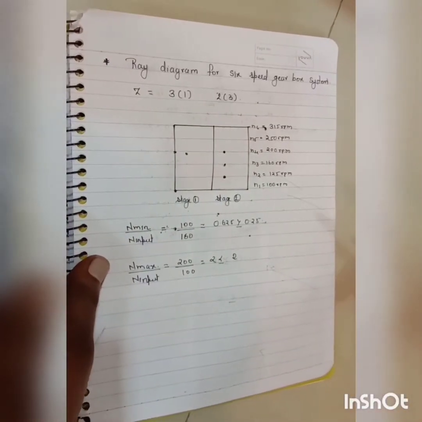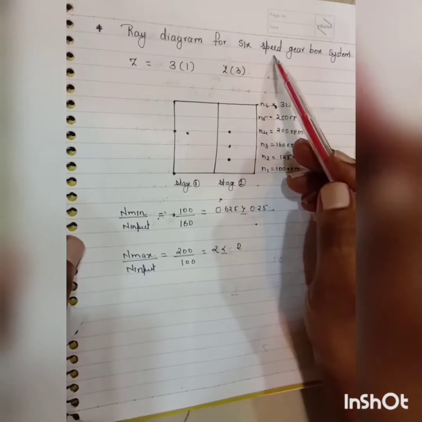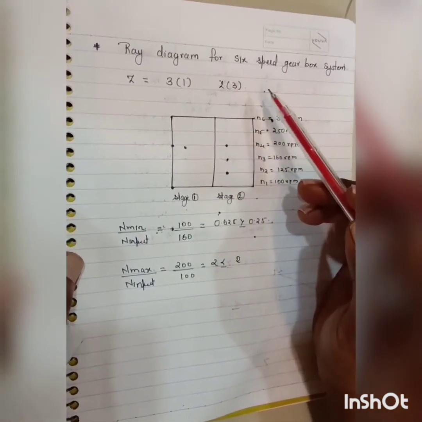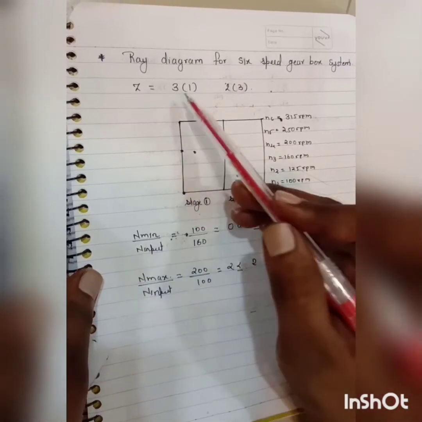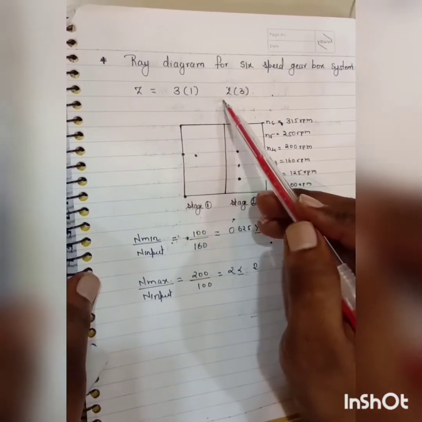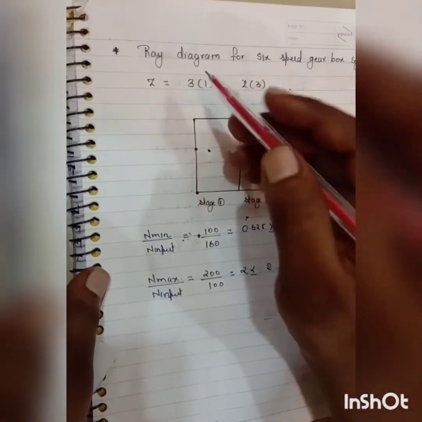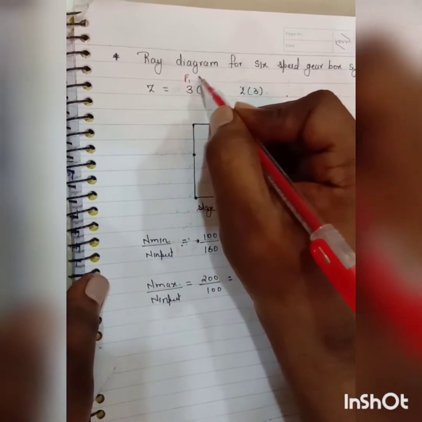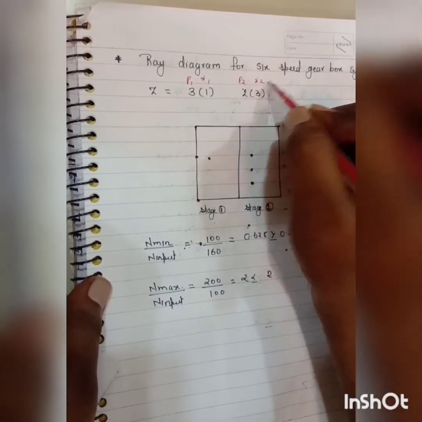In this video, we will learn the ray diagram for a 6-speed gearbox system. The structural formula for a 6-speed gearbox system is given as 3 of 1, 2 of 3. 3 of 1 means this is your P1 x1, this becomes your P2 x2.